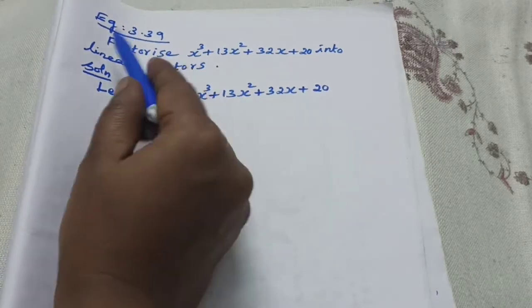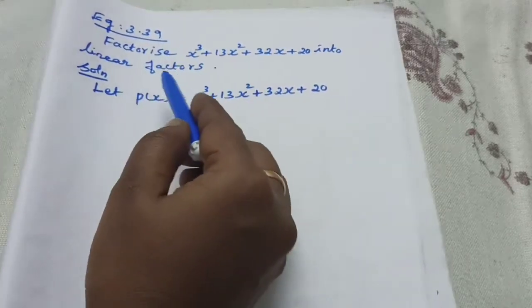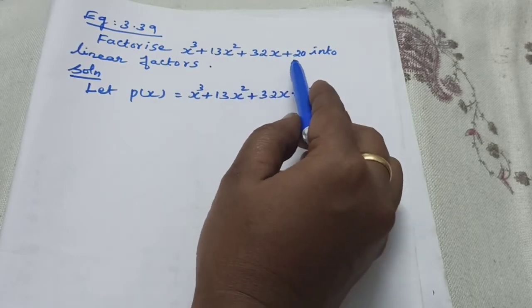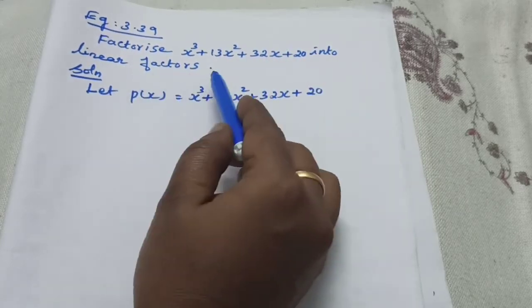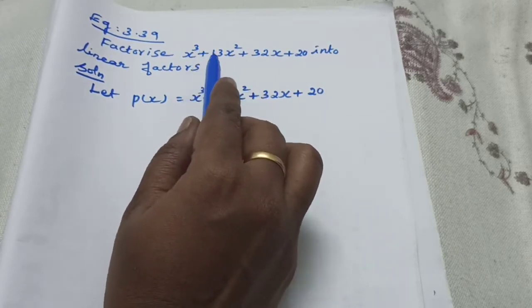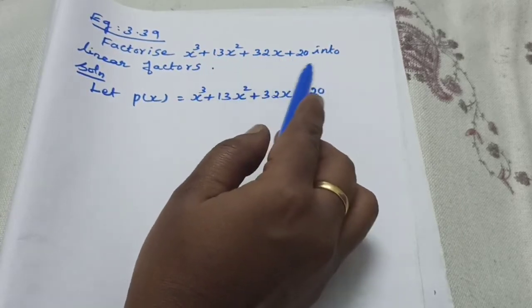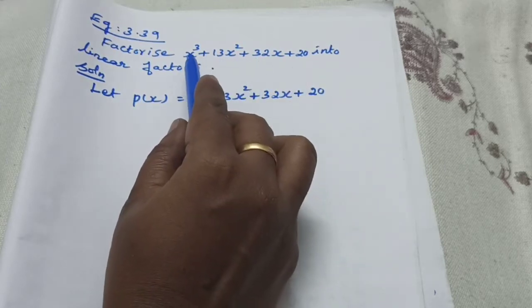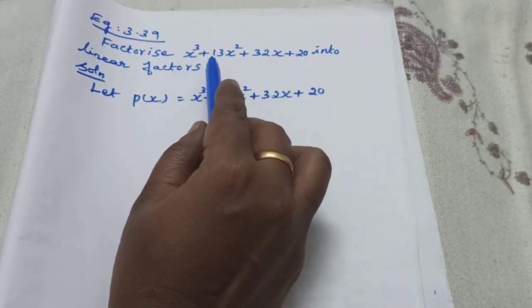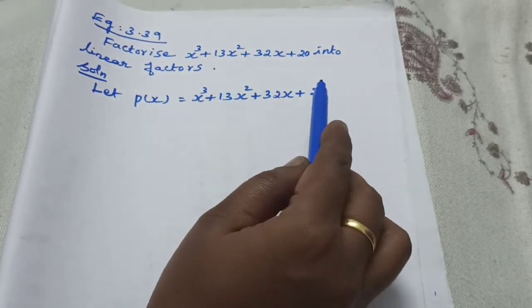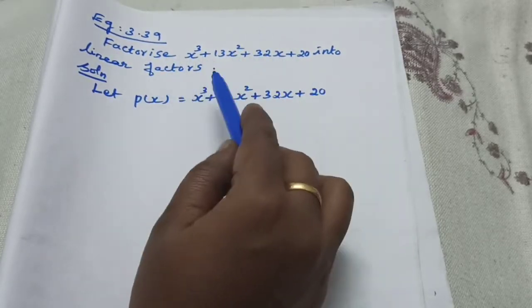Next we are going to see example 3.39. Factorize x cube plus 13x square plus 32x plus 20 into linear factors. Here you should find 3 factors. A quadratic equation means we get 2 factors, but here x cube is also given. So how many factors will we get? 3 factors we will get. So we can find the factors.